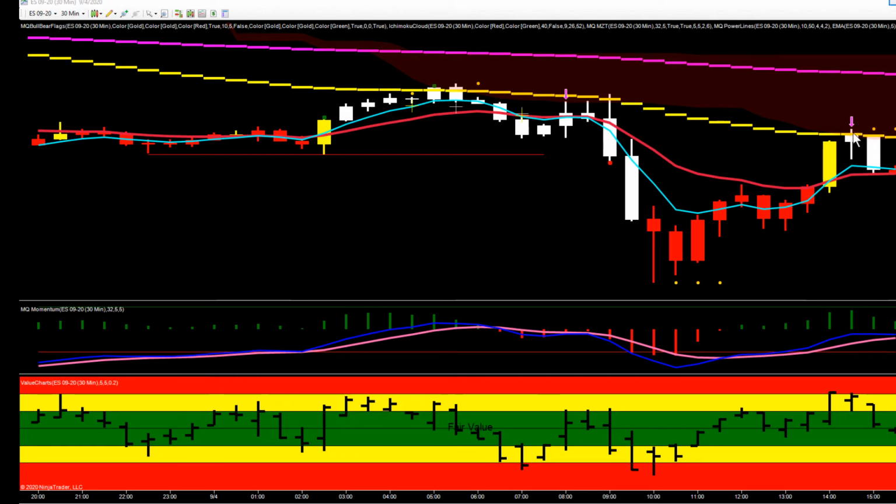Again, ran right into the 50 EMA and rejected, and right at the end of the day just kind of pulled back and closed towards the bottom there. But a couple of significant trend reversal breakouts on the 30-minute chart in the ES today.